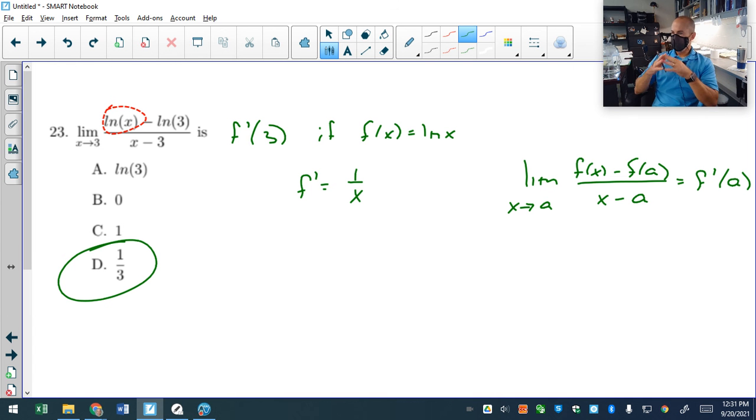By the way, we will learn L'Hopital's rule at some point, which will give you another option for solving these limits. But it's no quicker than this. This is just the quickest way.